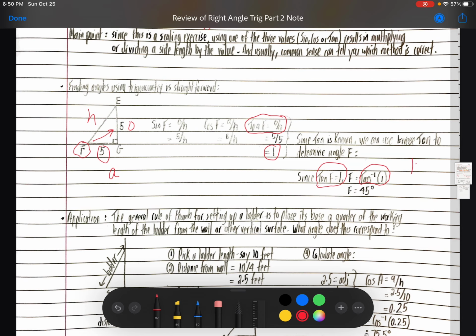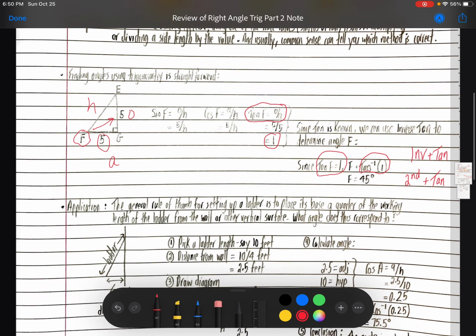Sometimes you have to make use of the INV button, so you'd have to hit INV plus tan, and that's before or after you put in the value, depending on the way that your calculator works, or probably the more common one is to hit the second function key, and then tan, and it'll do the second function of that key, which is tan to the negative 1. Alright, so just be aware of that.